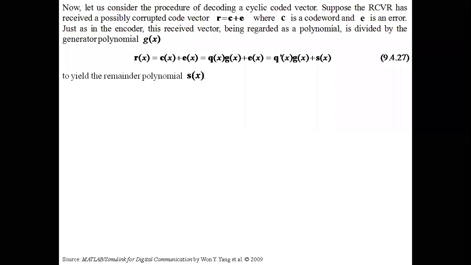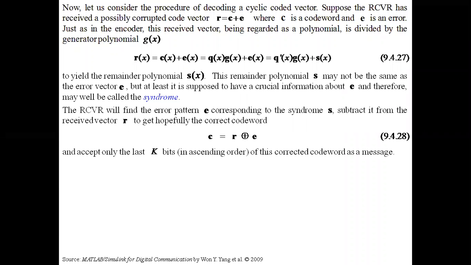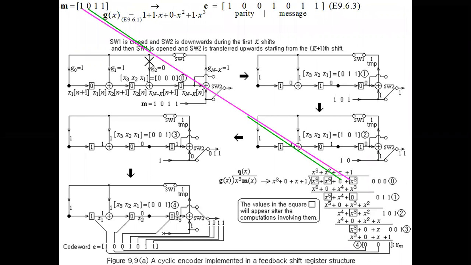So now one more encoding technique, please note down, is the circuit division method. Circuit division method is the second type of encoding technique in the cyclic code. Please note down the procedure: encoding of cyclic codes by using the circuit division method.